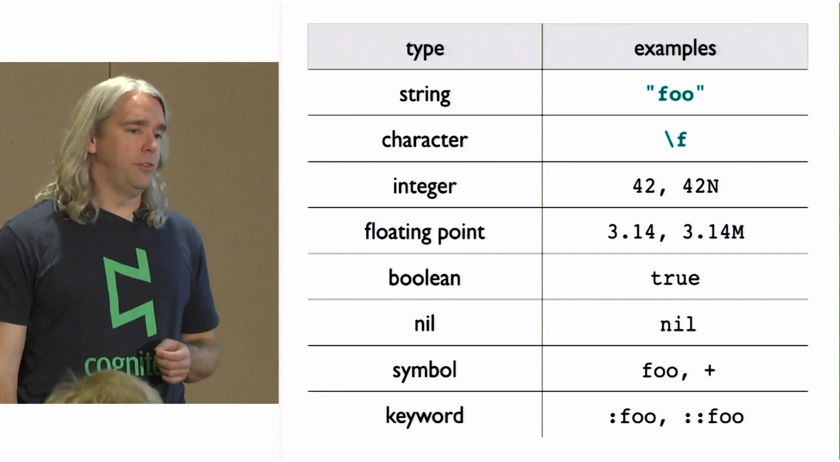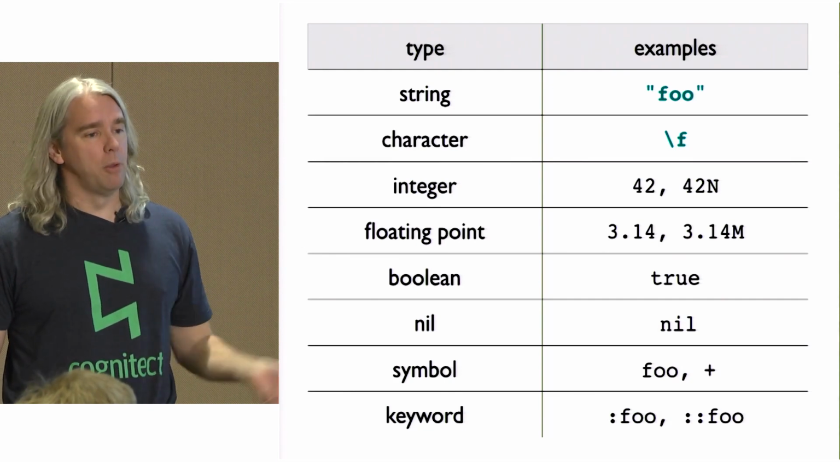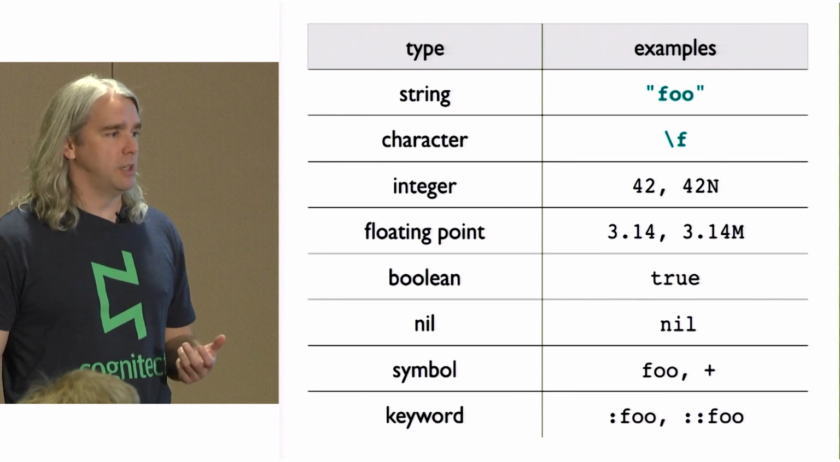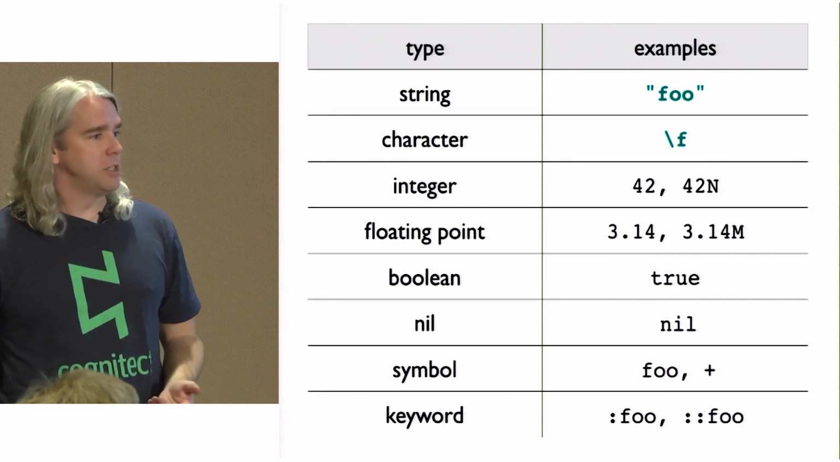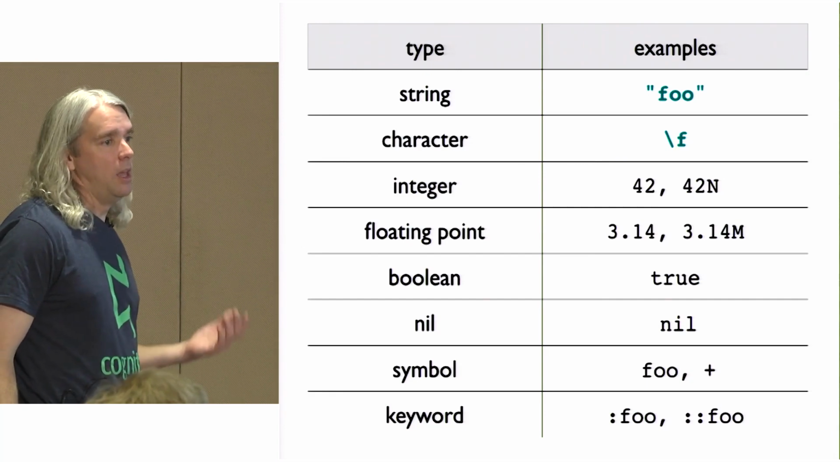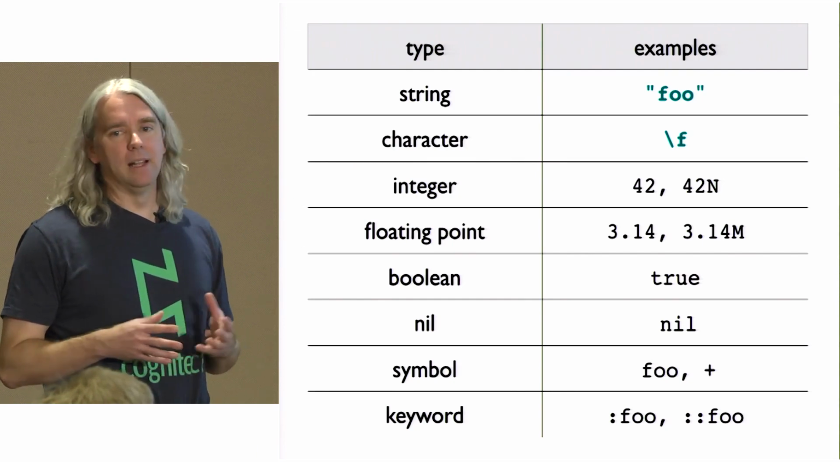There are integer and floating point literals. The integer literals that look just like numbers are machine precision, so longs and doubles. The integers and floating point numbers that have suffixes are arbitrary precision. So 42N is an arbitrary precision integer. Floating point 3.14M is an arbitrary precision double. Booleans are true and false, and nil is nil.